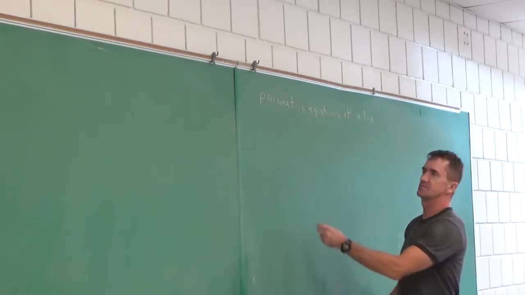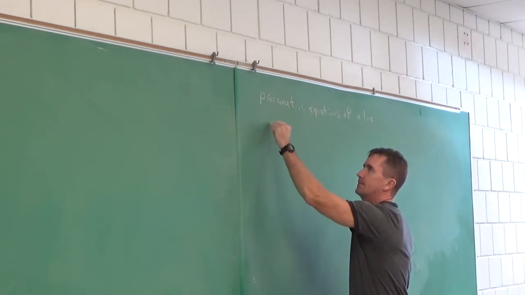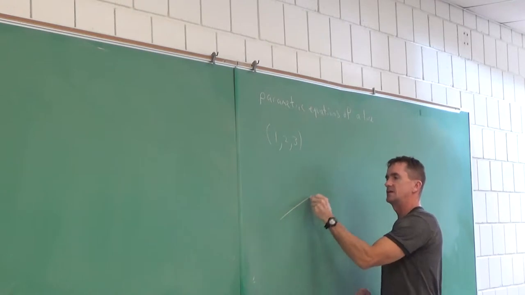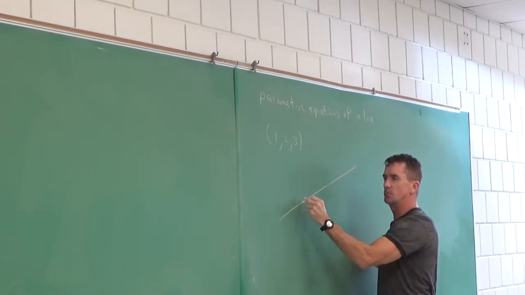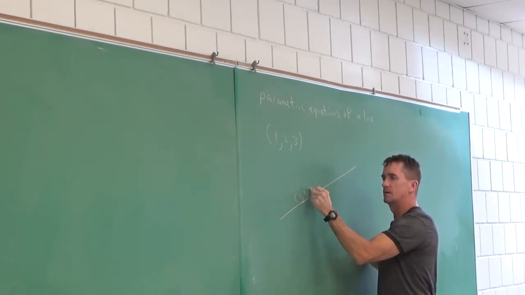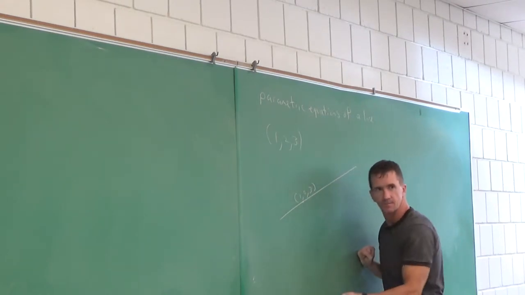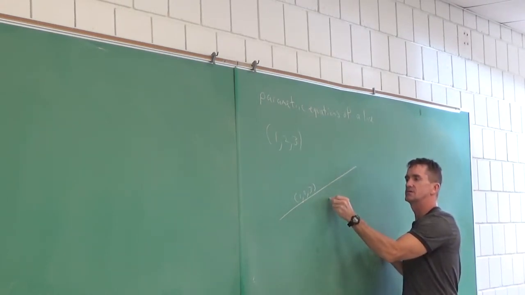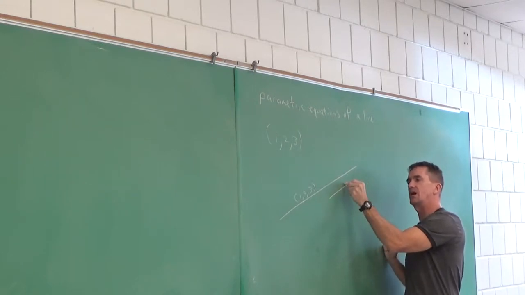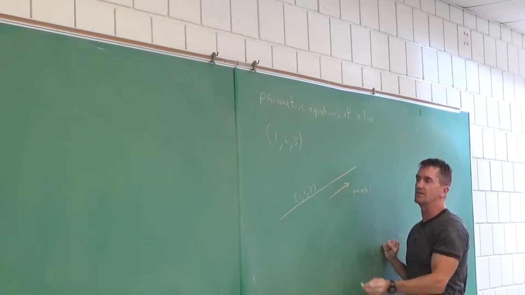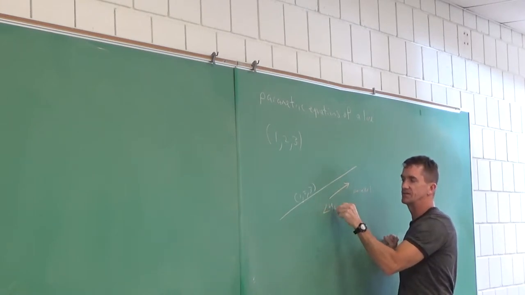So, well, let's make up a point. How about the point 1, 2, 3? And it's on some line in space, the point 1, 2, 3. The key is you need to have a parallel vector. That's essential. So I'm going to run a vector that runs parallel to the line, and I'm just going to make it up. The parallel vector, I'm just making this up, everyone, is the vector 4, 5, 6.